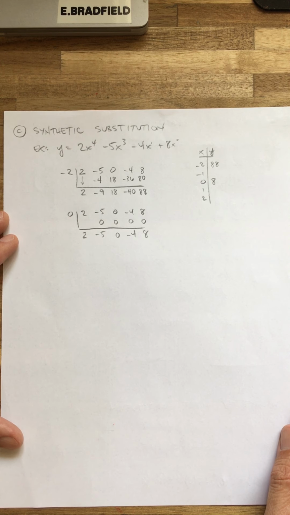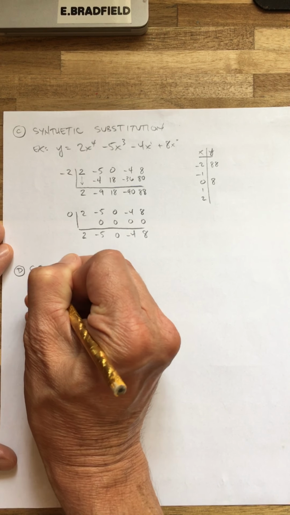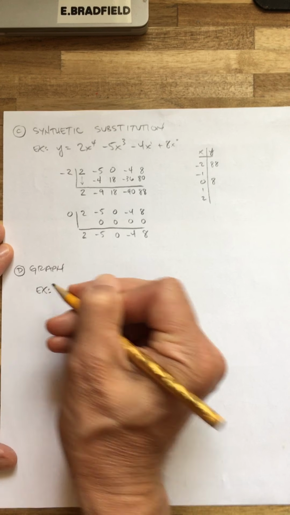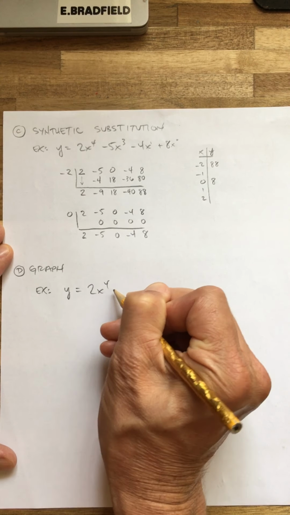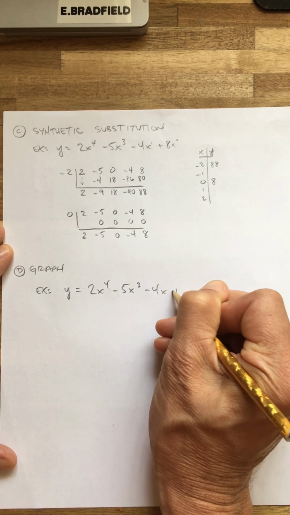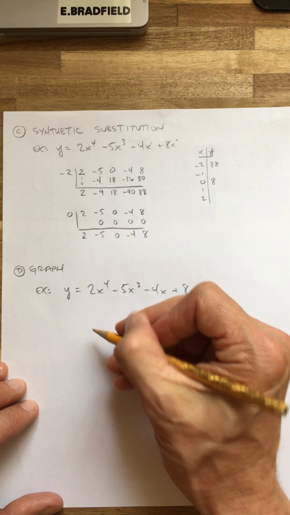Okay? And now the whole reason we're doing this is so that we can graph. Okay, so part D, graph. Okay, and here is my example. I'm going to use the exact same one. Y equals 2x to the fourth minus 5x cubed minus 4x plus 8. Okay? All right, so watch this. Here's my graph.